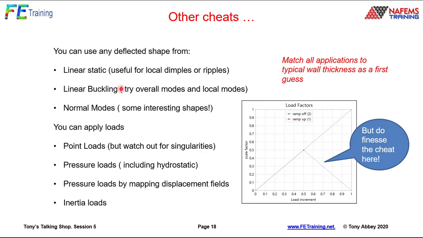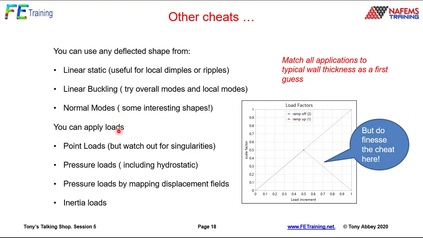I could look at linear buckling, I could try overall modes, I could try local modes. Again, they may be modeling more like the local kind of effect. I could use a normal modes analysis, which actually gives some very interesting shapes indeed. I've had a great deal of success looking at, say, struts, where I just use the first bending mode as being the imperfection, or whatever mode really takes my fancy there.